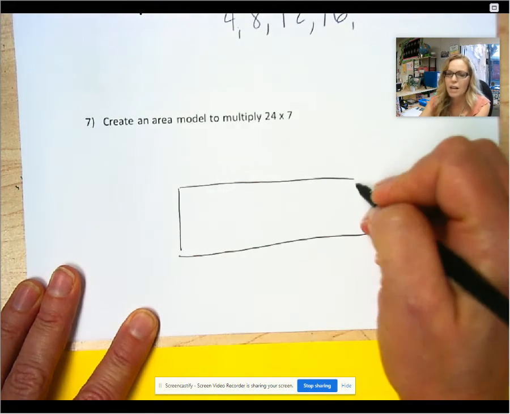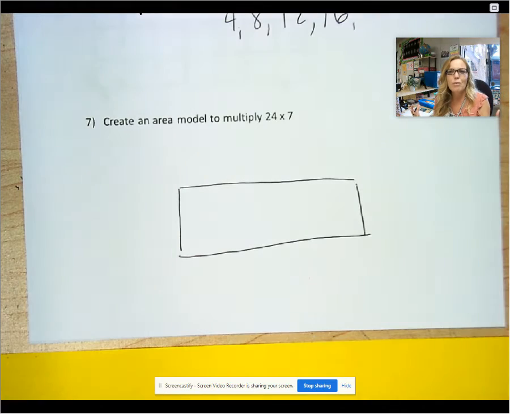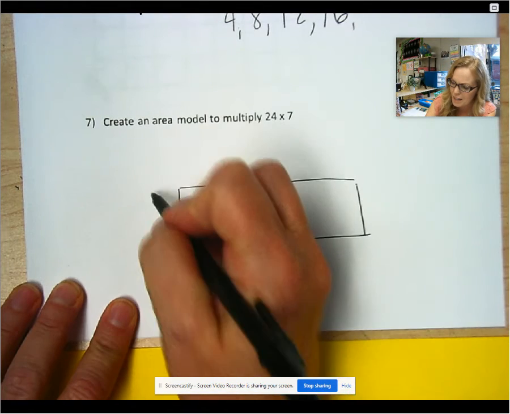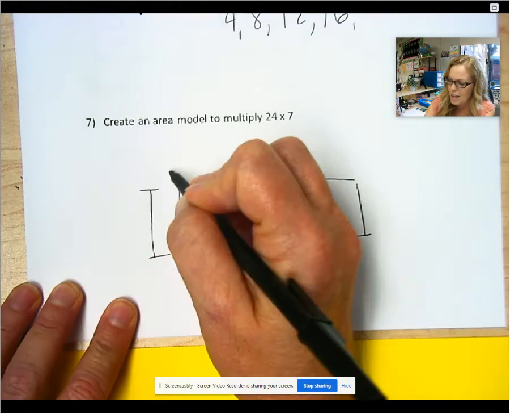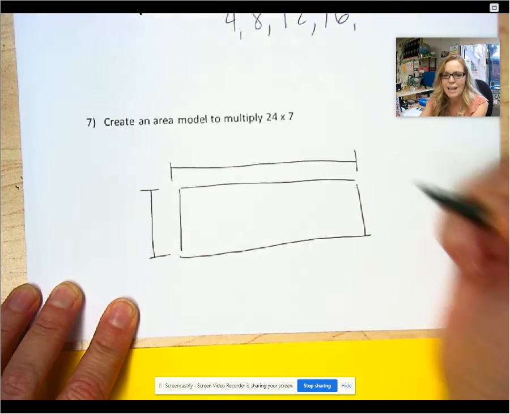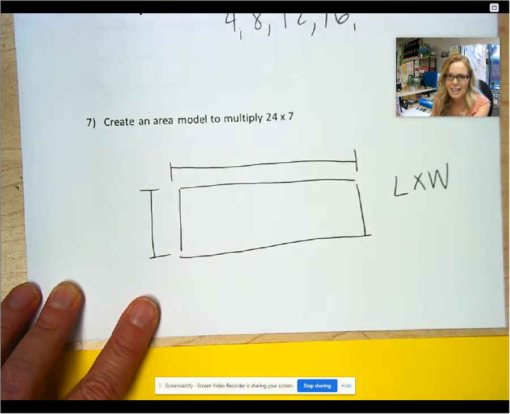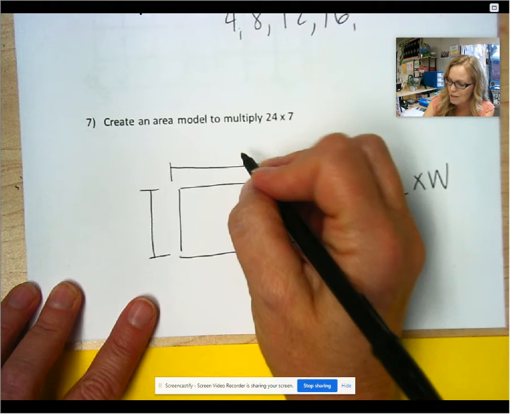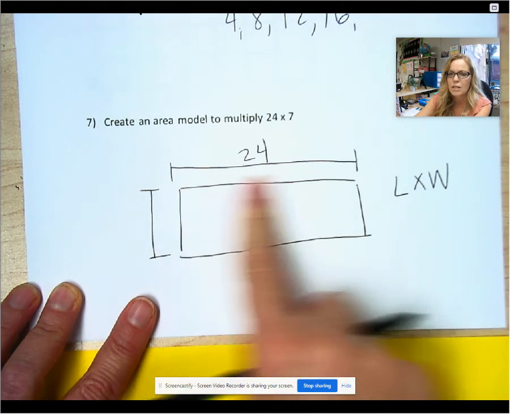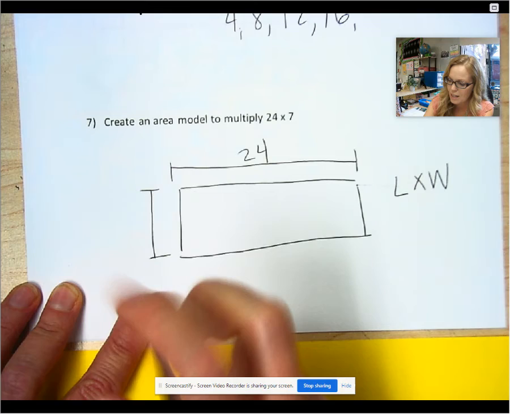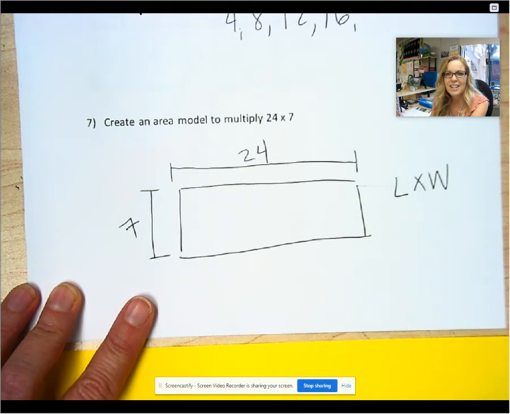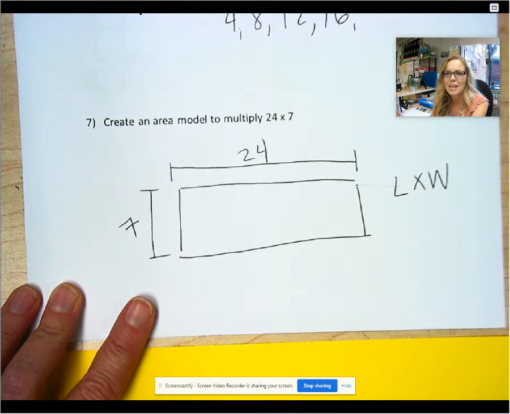So an area model just goes with the idea of solving for area. When we solve for area, we take this length and we multiply it by that length because the formula for area is length times width. In this case, it says 24, so I'm going to label this length, the longer one, 24, and this length going down as 7. Now that's hard math to do in my head.